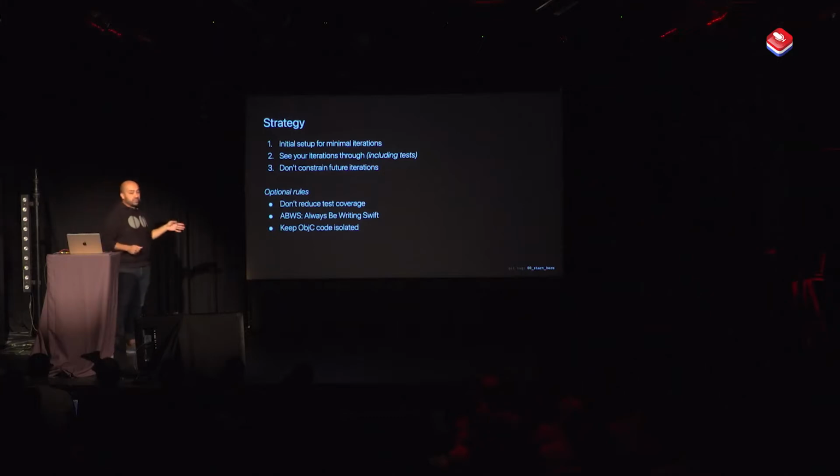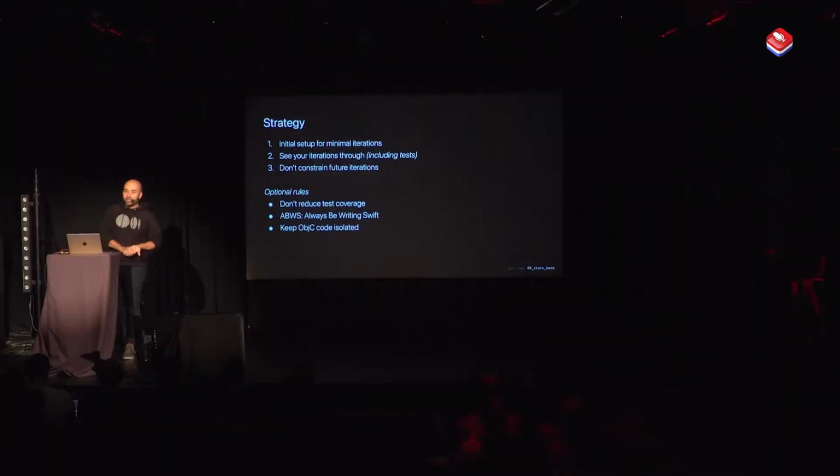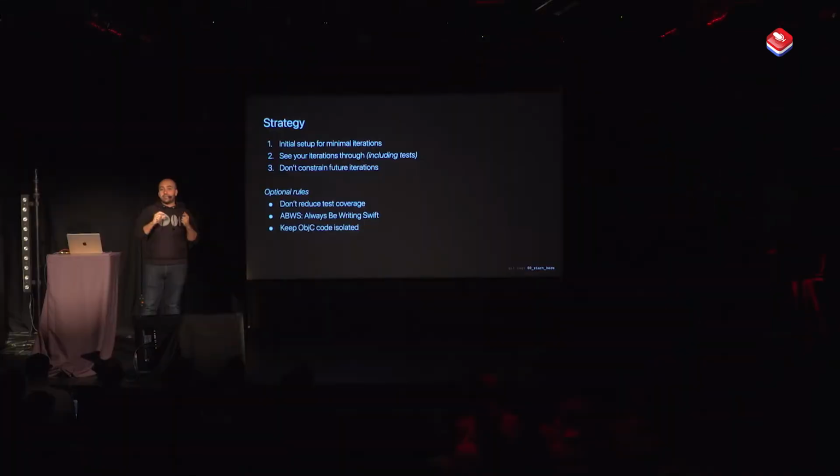And we have a few optional rules. That's actually rules that we use at Medium. We don't want to reduce the test coverage, which is always the easiest path, just to remove the tests because you changed everything. We want to always be writing Swift. So that means if you have Objective-C code that works, and you want to leave it there, that's okay. If you want to interact with the Objective-C code, what you write to interact with it should be isolated. You should keep it on the side, and you shouldn't pollute your new Swift code with Objective-C stuff, or not to the extent that it's going to be everywhere, basically.